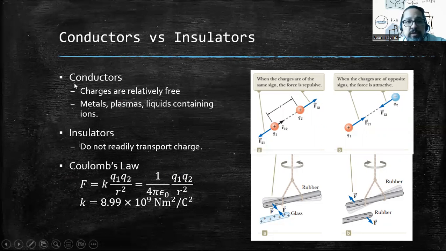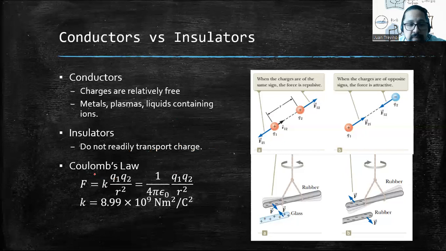Now, those are conductors. Insulators are, we could say, the opposite. In this case, electric charges are not readily transporting charge. This means that the ions are stuck in a particular position, and the electrons are also stuck in a particular position.